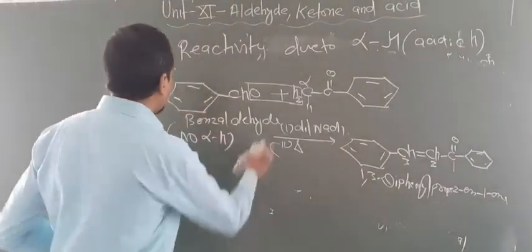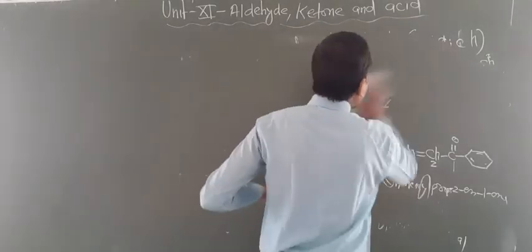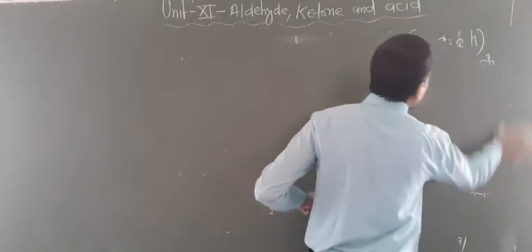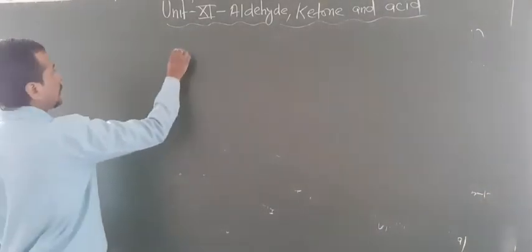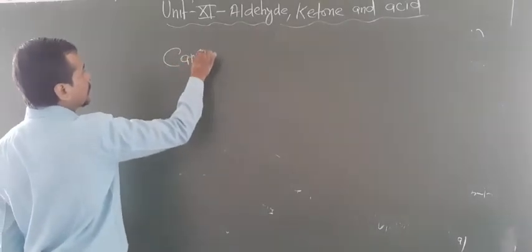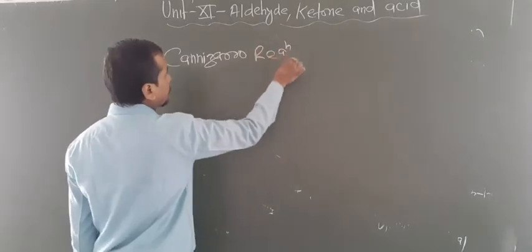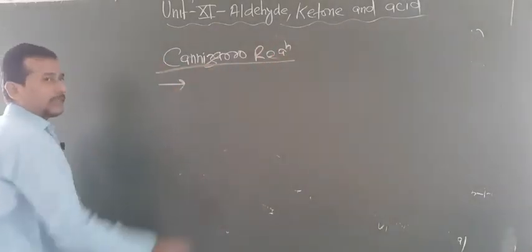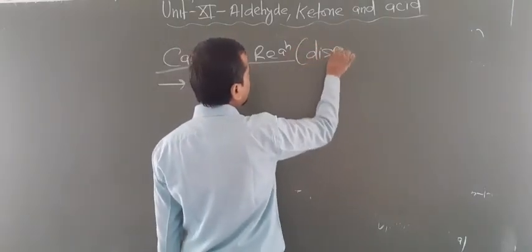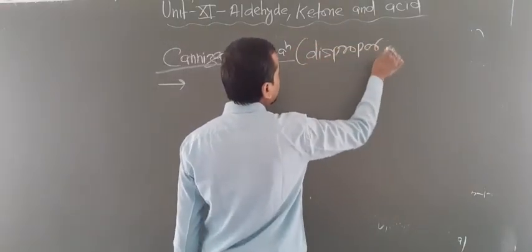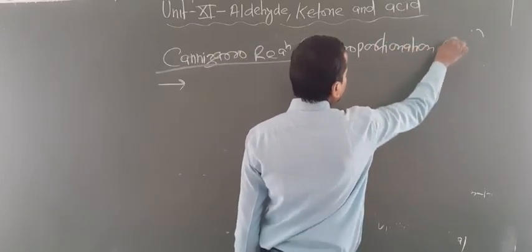So now let us focus on one more important reaction, that is the Cannizzaro reaction, where aldehydes containing no alpha hydrogen are required. The next most important reaction is also the Cannizzaro reaction. First of all you have to know the conditions for the Cannizzaro, and this is also known as a type of disproportionation reaction.